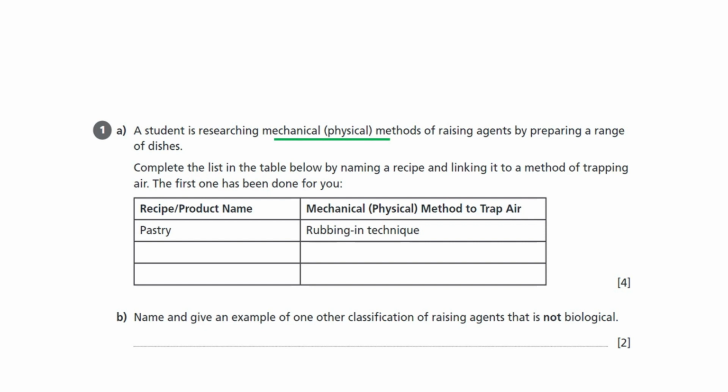Notice the question has two parts. Starting with part A, the instructions are to complete the gaps in the table by inserting, firstly on the left-hand column, a recipe or product, and the first one has been done for you, and therefore this is helpful and should guide your thinking. You should try and recall your own practical work on raising agents.